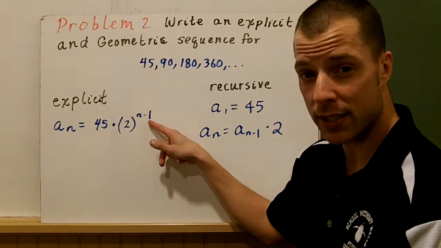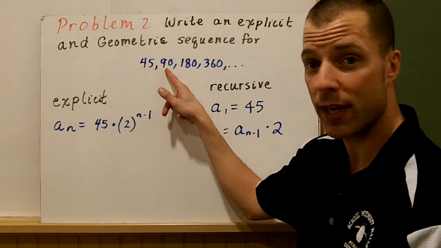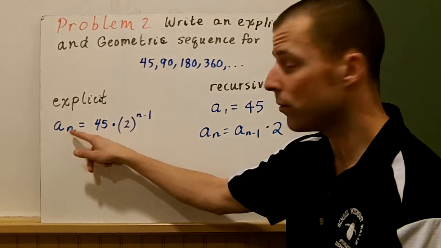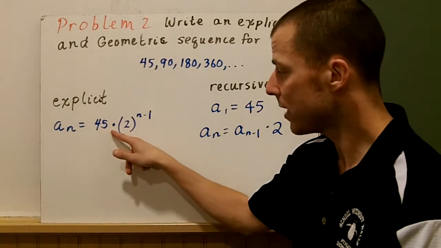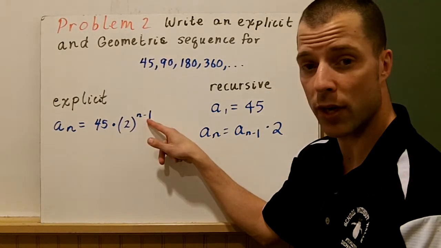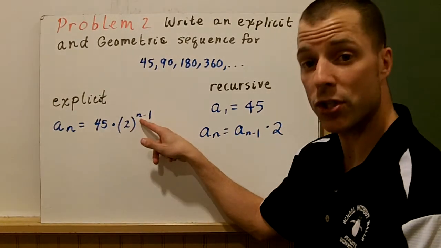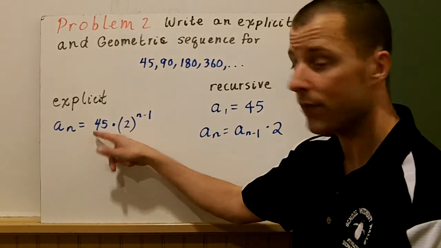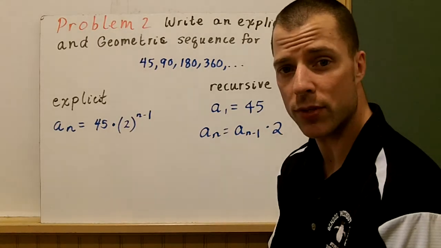You can check that to see if you're right. The second term is 90. So A sub 2 is equal to 45 times 2 to the 2 minus 1 power. Well, 2 minus 1 is 1. 2 to the first is 2. 2 times 45 is 90. So we get the right result.